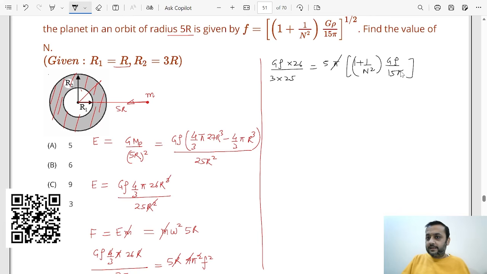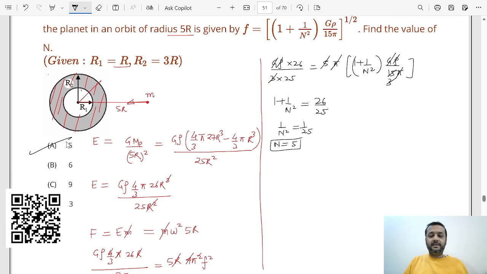You can see this pi and pi will get cancelled, 5 will make it 3, and this 3 and 3 will also get cancelled. That means we are left with 1 plus 1 by n square on the RHS, and that will be 26 by 25, which means 1 by n square is 1 upon 25, which means capital N becomes 5. So option A will be the correct answer for this question. I hope you would have understood. All right, let us see the next question.